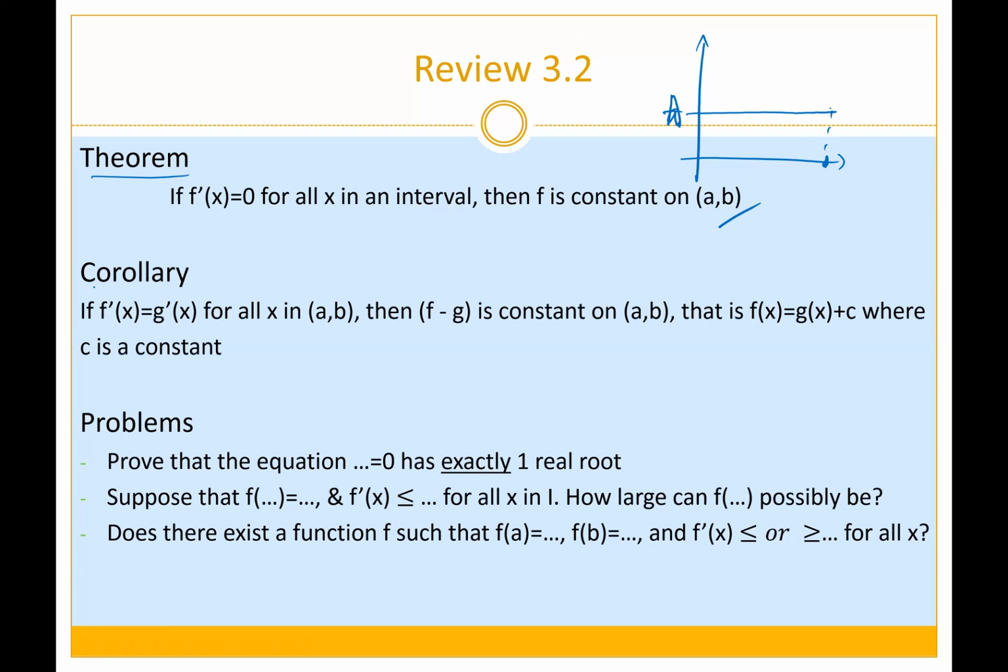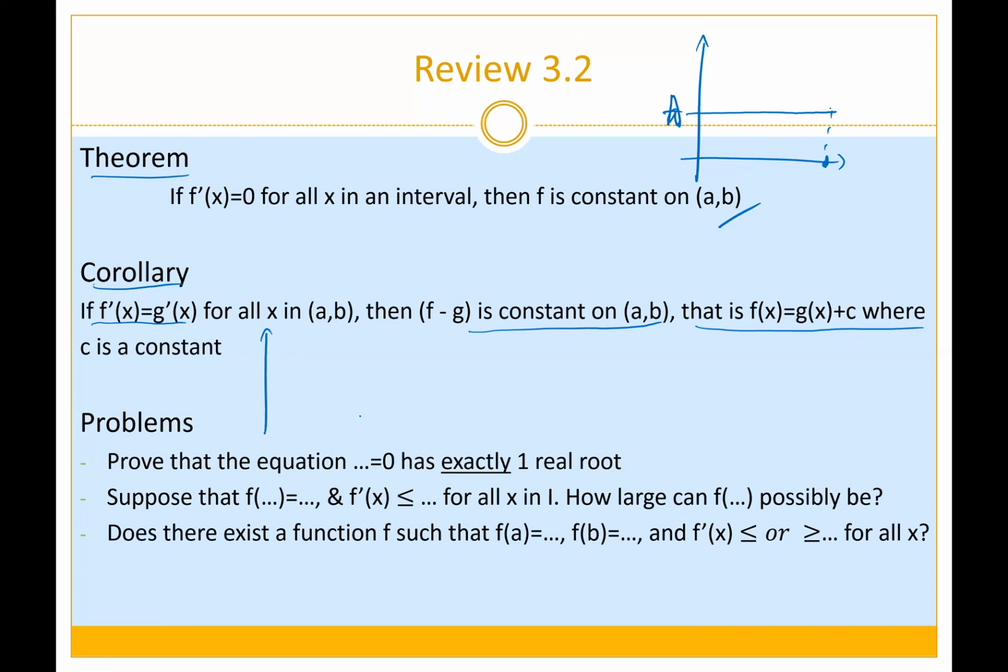Then we have a corollary, one of the consequences. If f prime of x equals g prime of x for all x in (a, b), then f minus g is constant on (a, b). That is, f(x) equals g(x) plus c, where c is a constant. This will come to the definition of antiderivative that we learn later in this course after midterm 2.